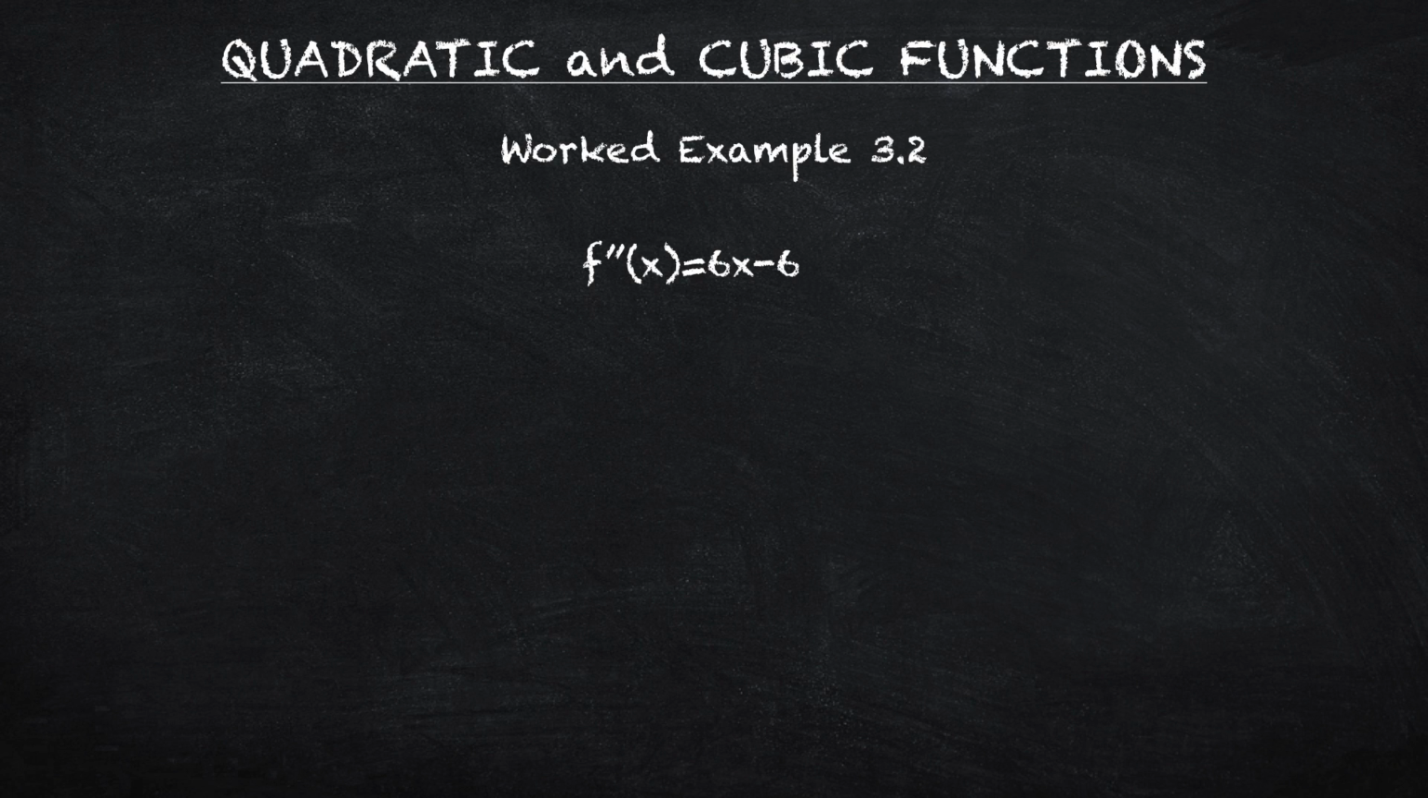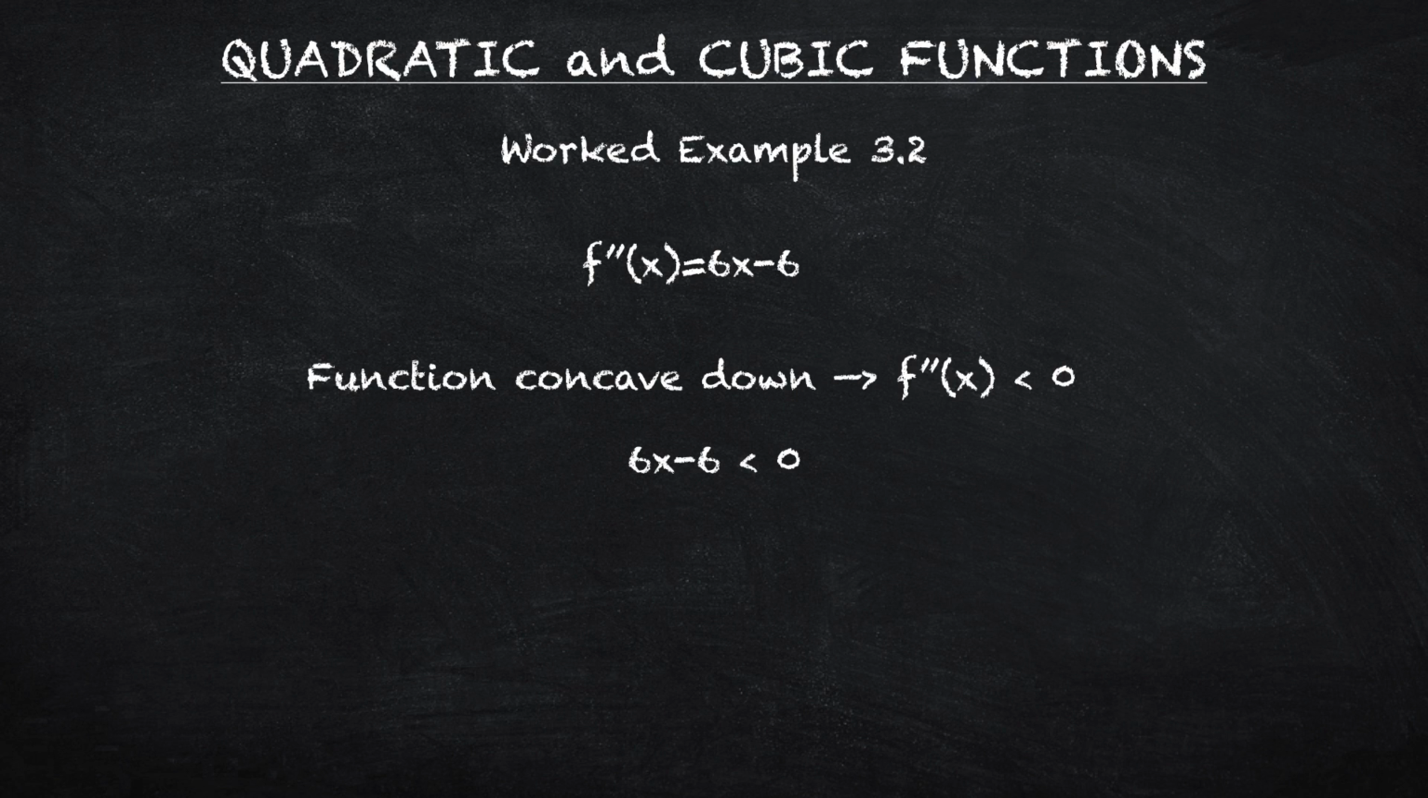Then again, we write our second derivative. We remember that the function is concave down when the second derivative is negative, and so we write our second derivative smaller than 0. We solve this and we find that 6x has to be smaller than 6, and this means that x has to be smaller than 1. And for all these points, x smaller than 1, the function will be concave down.